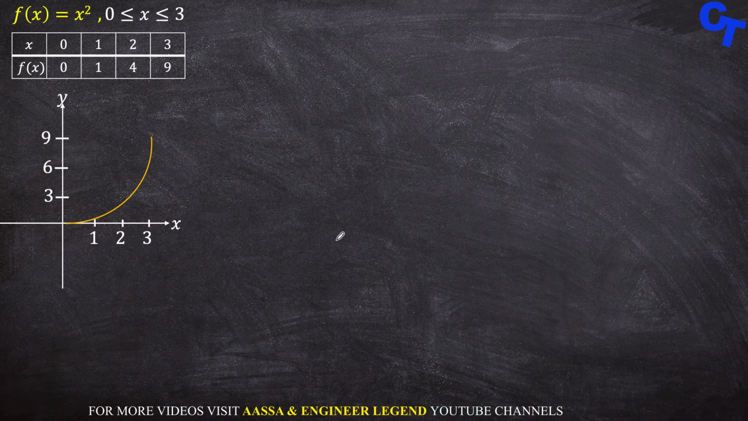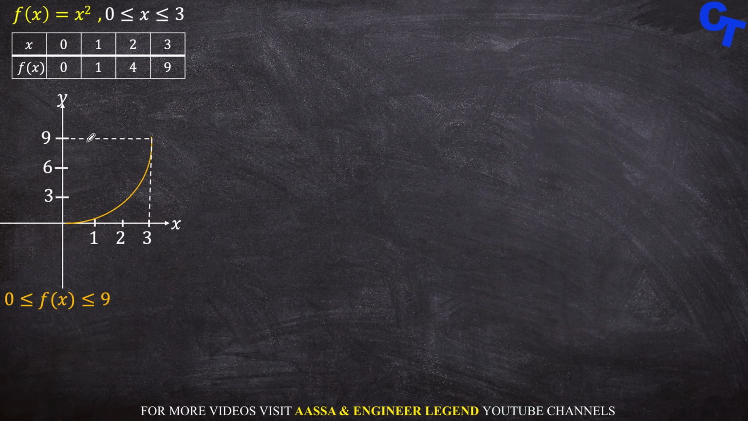Okay, so from here, as you can see, let's look at the maximum value of y. This is the maximum value of y and the minimum is 0. So as you can see, the values of y range from the minimum right here to right here. This is what we call the range. So it ranges from 0 to 9. That means we can write that the range is from 0 to 9. That is the range of our function.